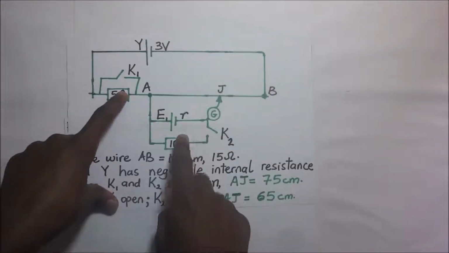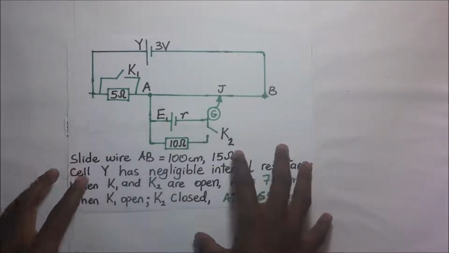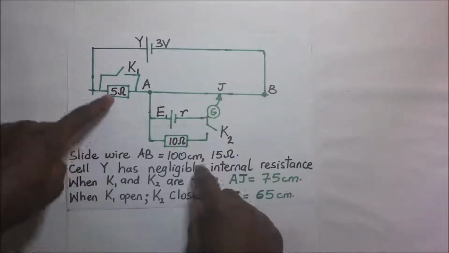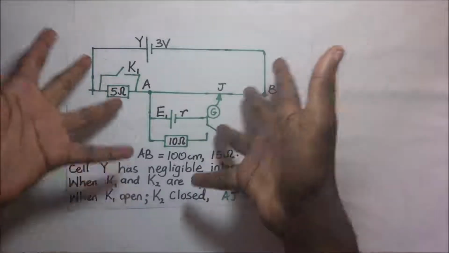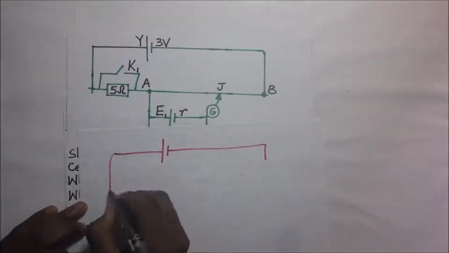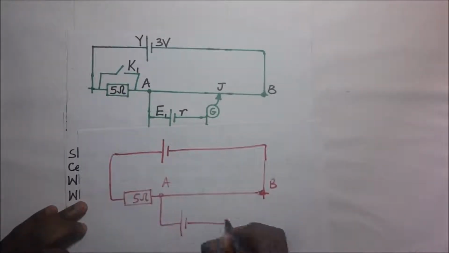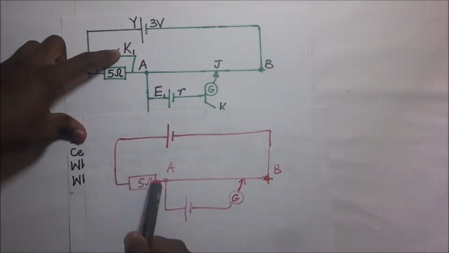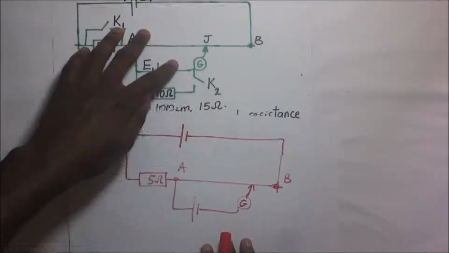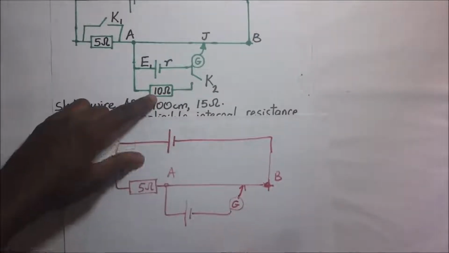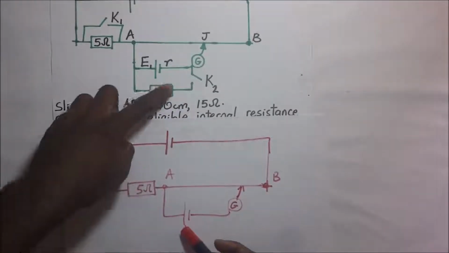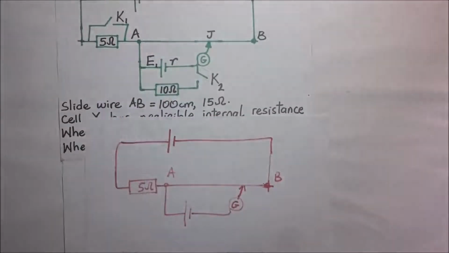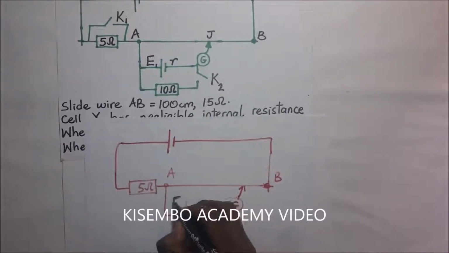So if I am to redraw this when K1 and K2 are open, this is how it would look. When K1 is open, this 5 ohm resistor is in the circuit, and when K2 is open, this 10 ohm resistor is redundant. So if I redraw this, there's nothing here, so we only have this value E and the internal resistance R of this cell.